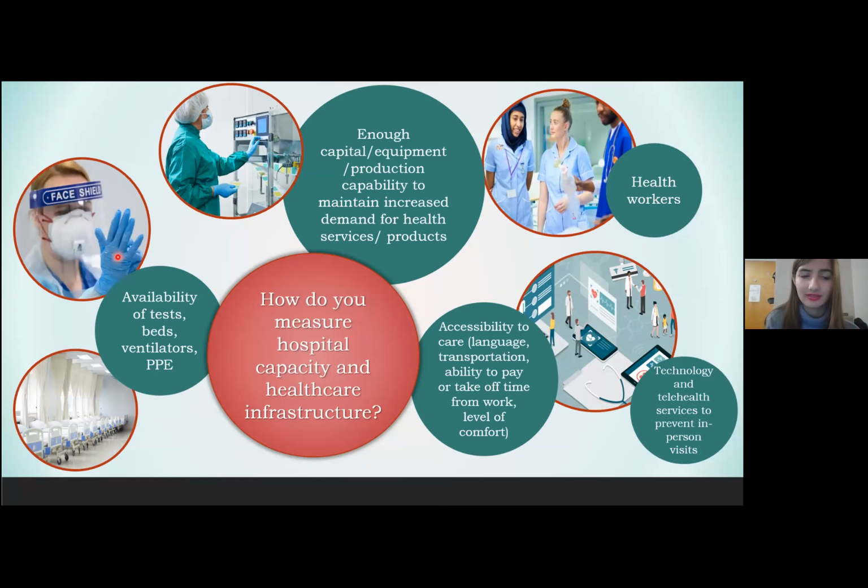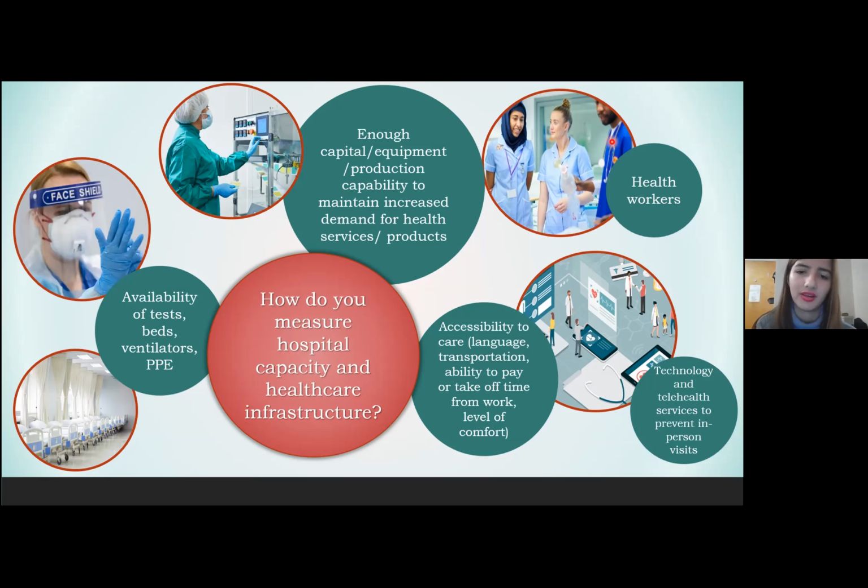And so a lot of the times what we think about is the availability of tests, beds, ventilators, personal protective equipment for healthcare workers. But other things that should be considered are having enough capital, equipment, and the production capability to maintain an increased demand in health services and products. As the pandemic grows, it's important that whatever place we're in is able to create more masks, or produce more ventilators, or whatever supplies are needed, or access them somehow.